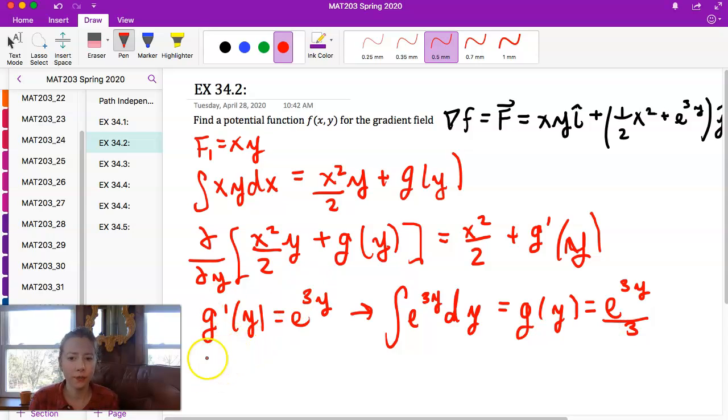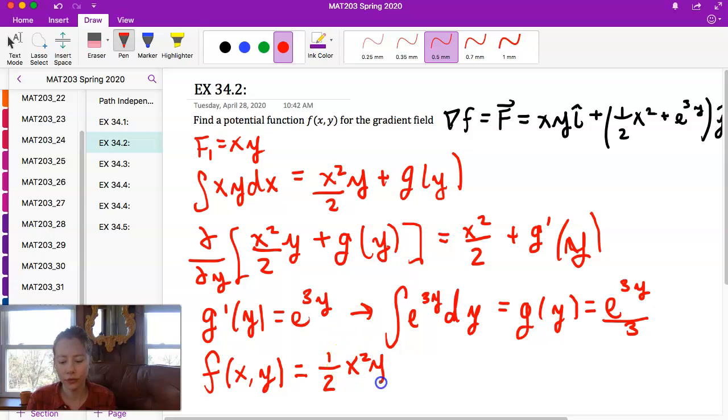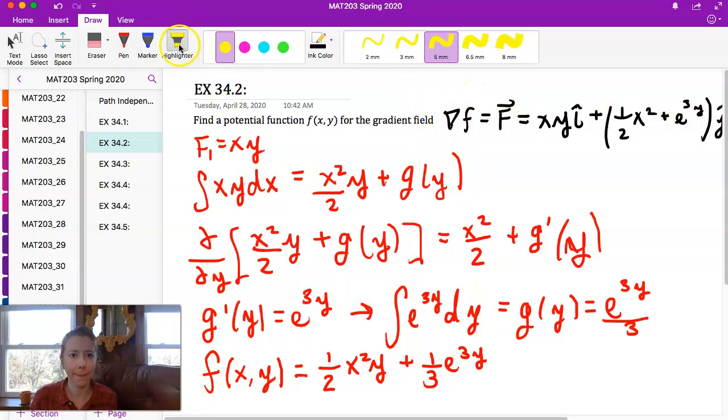And so finally, putting these pieces together, we get that our potential function is going to be equal to 1/2 x squared y plus 1/3 e to the 3y. Okay, and notice that the potential function is not a vector, right? But the gradient field is a vector. And we can have any constant we want at the end. I'm going to use 0 in that case.